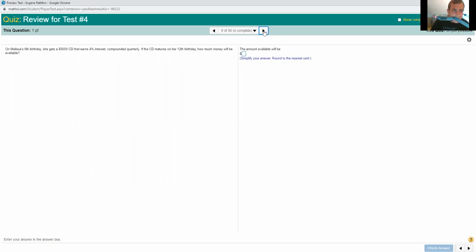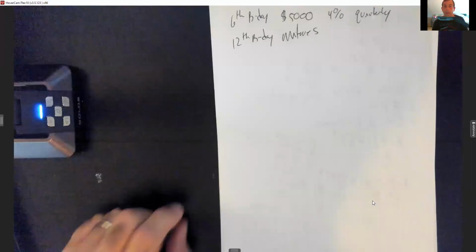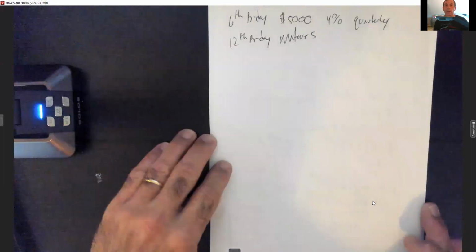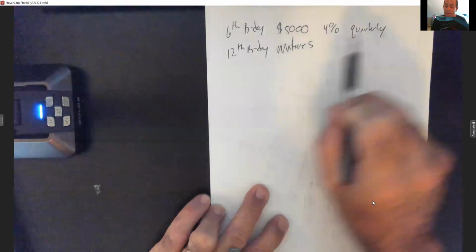All right, here's Melissa. So on Melissa's sixth birthday, she gets a $5,000 CD at 4% interest, compounded quarterly. If it matures on her 12th birthday, how much money will be available? So let's go work this. All right, so sixth birthday, she got a 5,000 CD, 4% interest, compounded quarterly. It matures on her 12th birthday. How much money will be available?